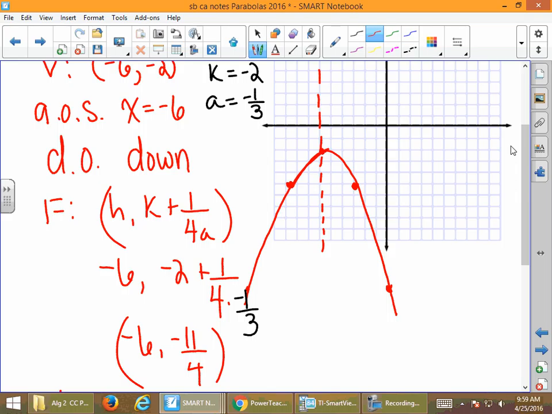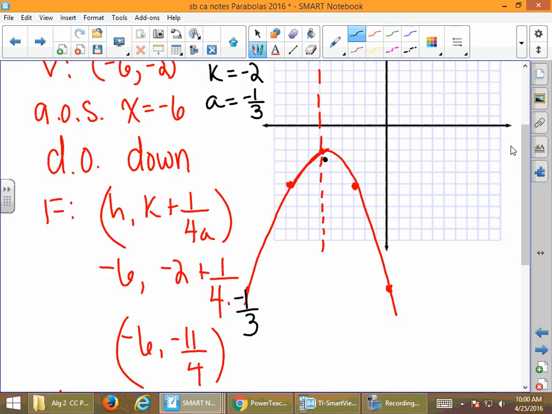But the focus is on the inside. It's a point on the inside of the parabola. It is in alignment with the vertex. So 1, 2, 3, 4, 5, negative 6, and then it's down here a little bit more. Negative 11/4 is negative 2 3/4. So the board's disoriented again, but it should be right there on that axis of symmetry.